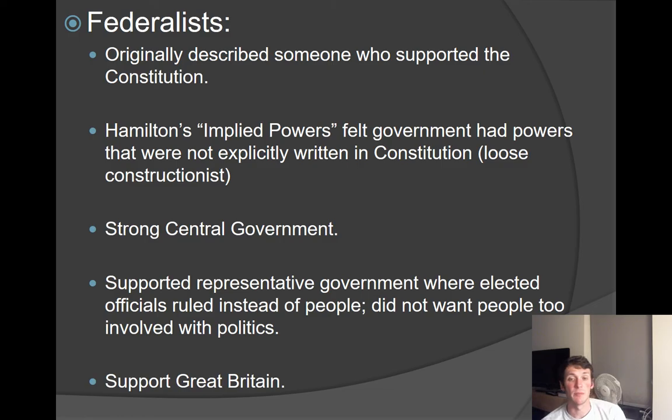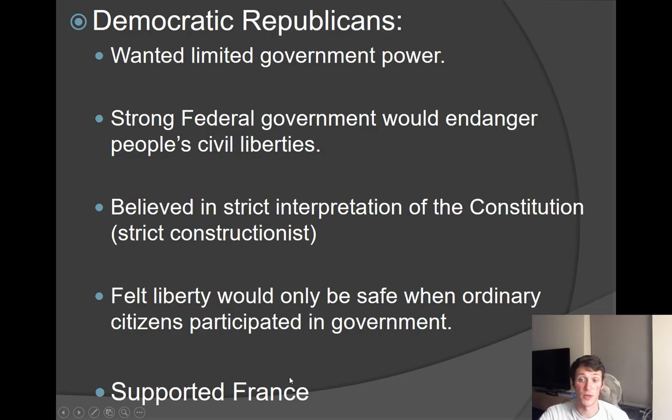These people are going to be more for a looser interpretation of the Constitution, right? There are implied powers that the Constitution has. And therefore, by having a looser interpretation of the Constitution, you're going to have a pretty strong central government. And they are basically going to support Great Britain.